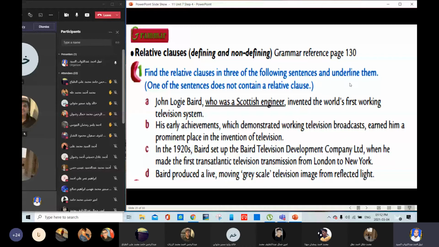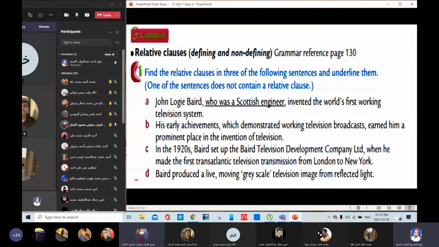Yes, as you like. It's up to you. His early achievements, which demonstrated working television broadcast, earned him a prominent place in the invention of television. Yes, underline the which demonstrated working television broadcast. Very good, thank you. Okay. Third one, Ahmed Yasser.